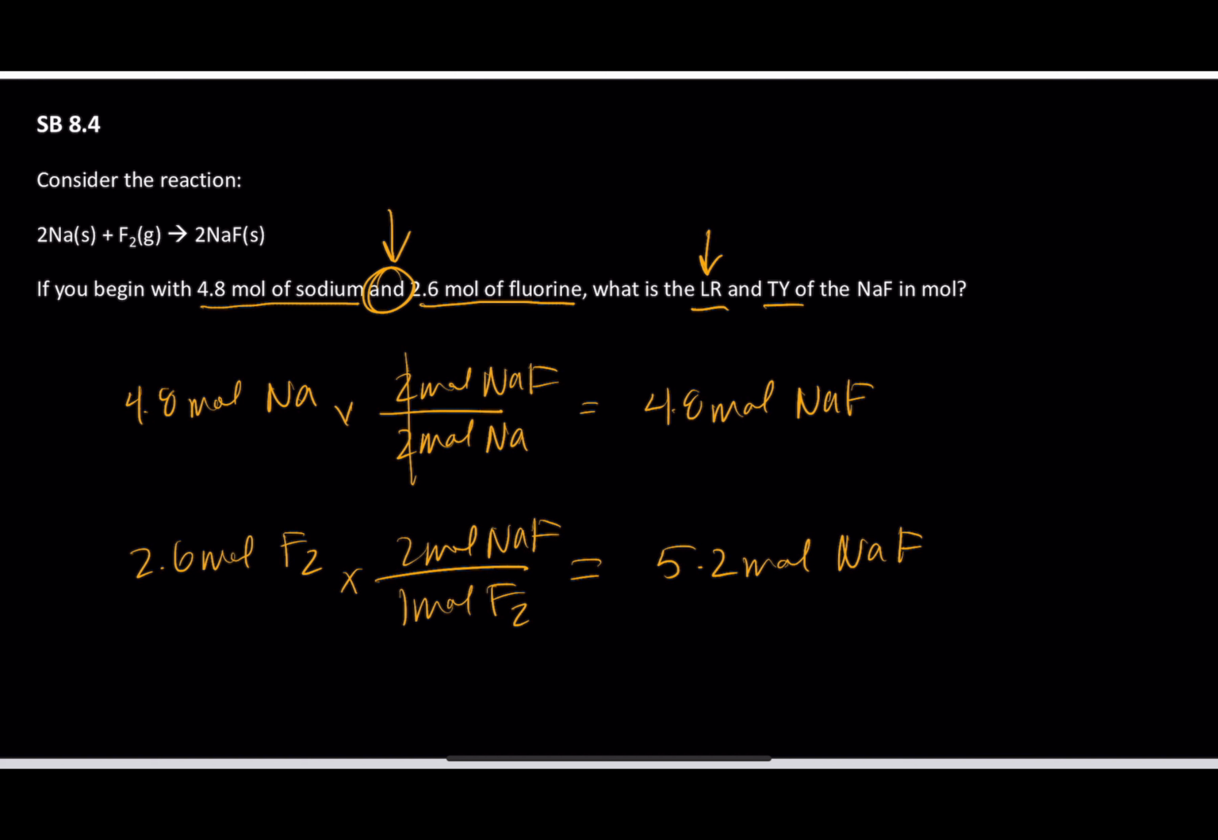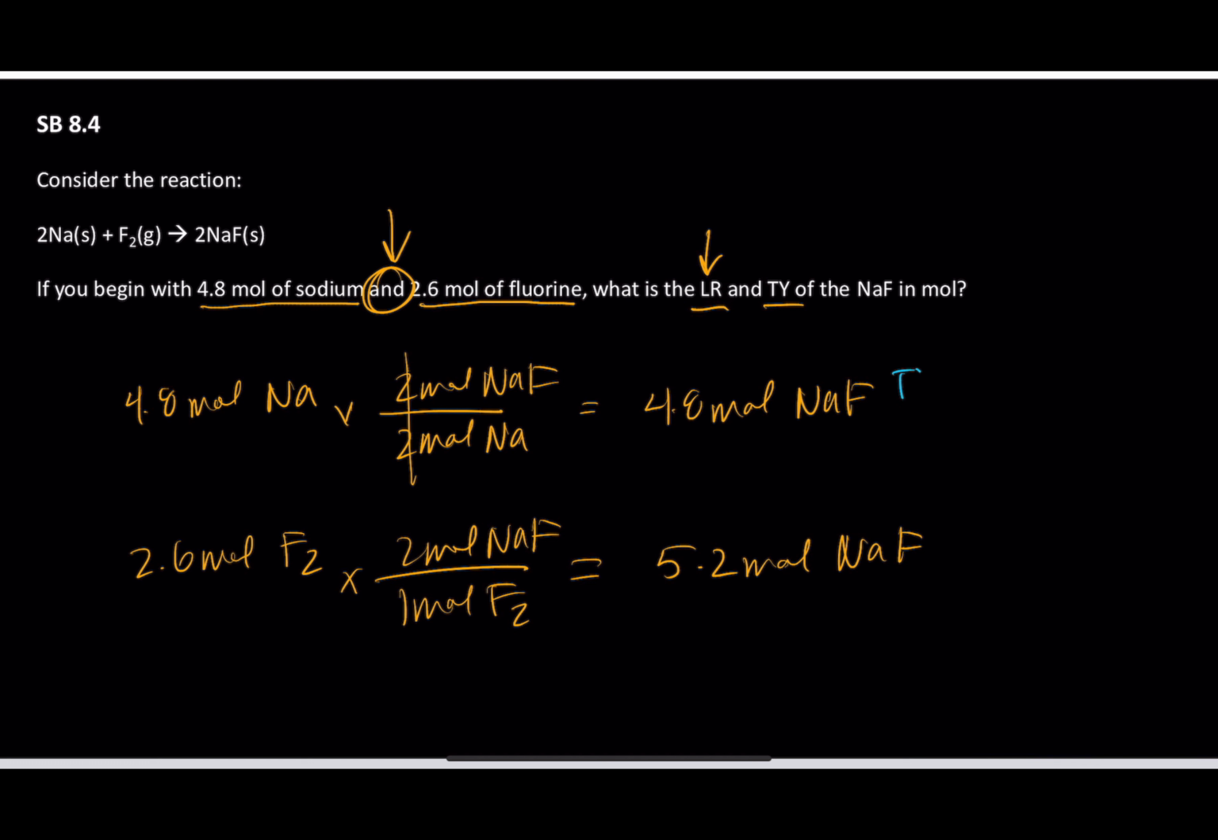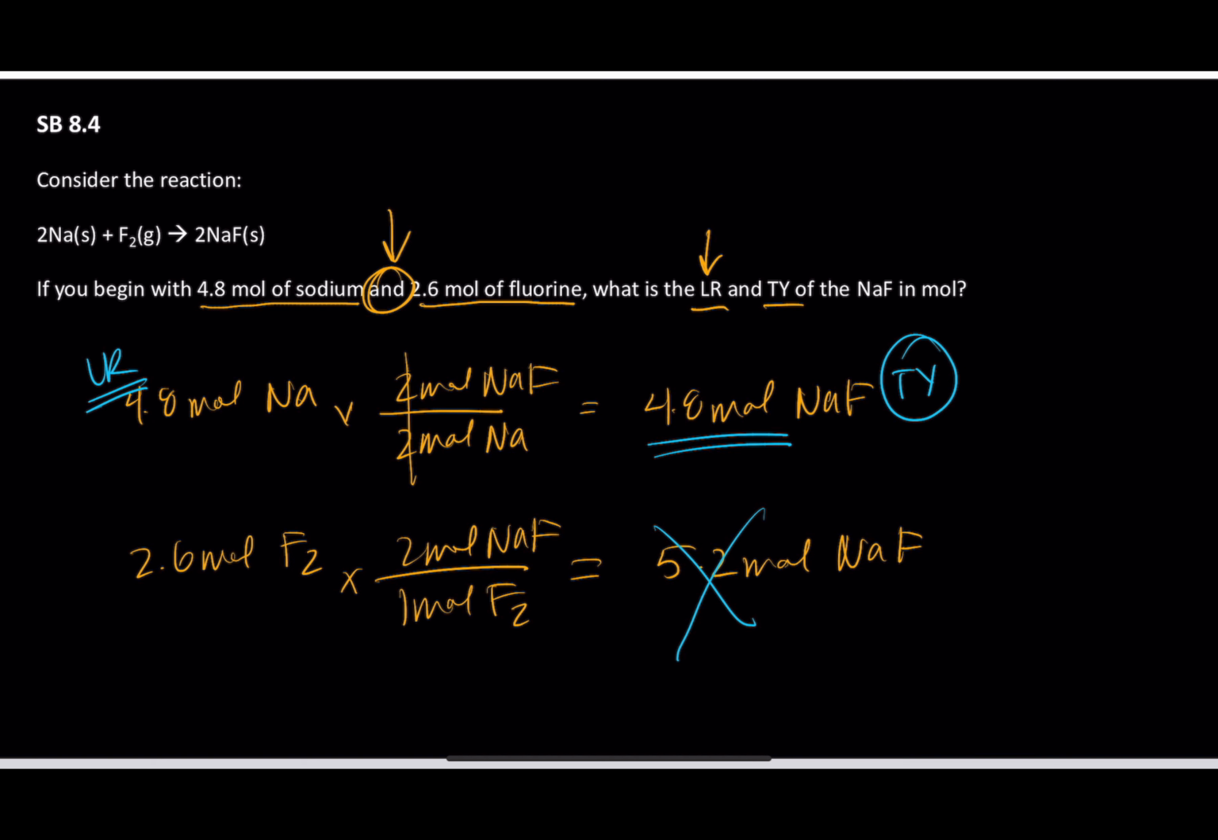How much can we actually make? Correct, right? This is going to be labeled our theoretical yield. This we cannot make because this is our limiting reactant. And once we have produced 4.8 moles of sodium fluoride, we will run out of sodium. There will be no sodium remaining and our reaction is done. Yes? All right.